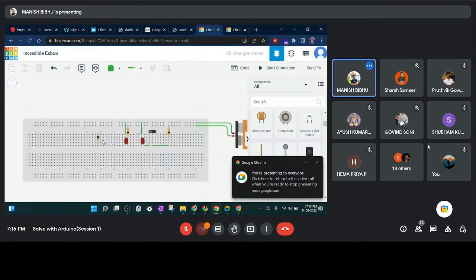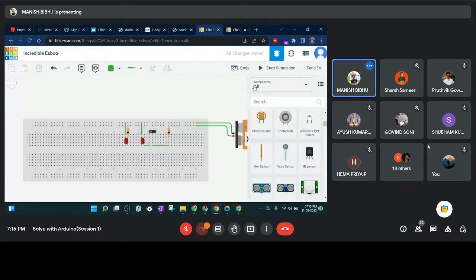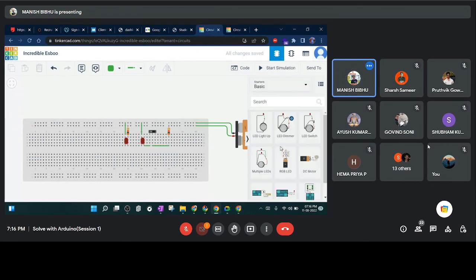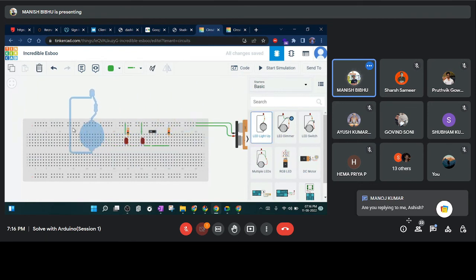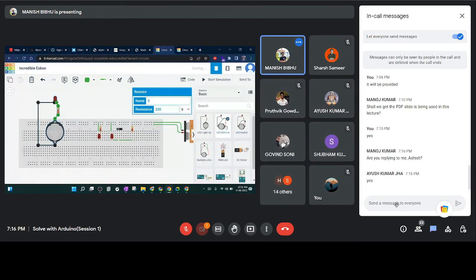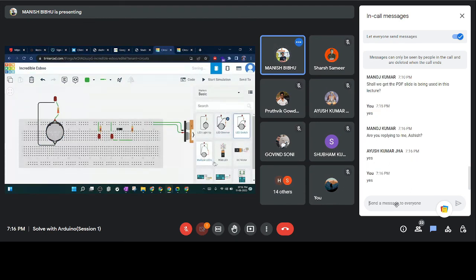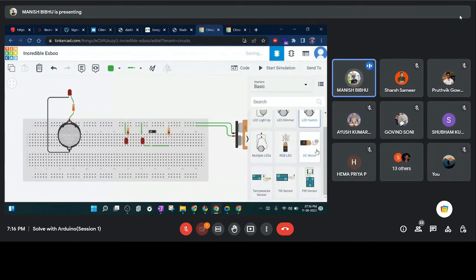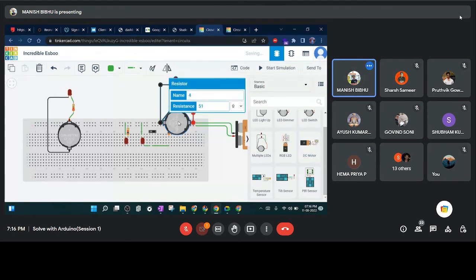Okay, we can perform basic operations here, like this is the LED operation. This is the potentiometer operation, switch operation, multiple LED, DC motor.